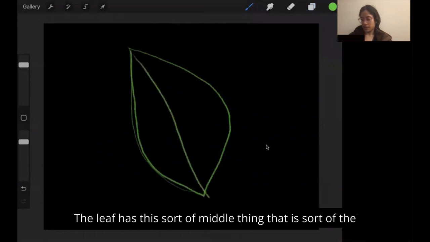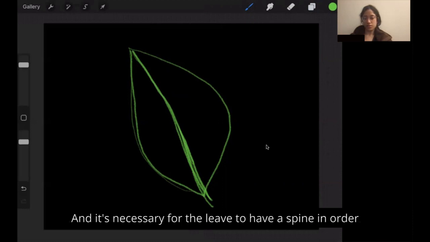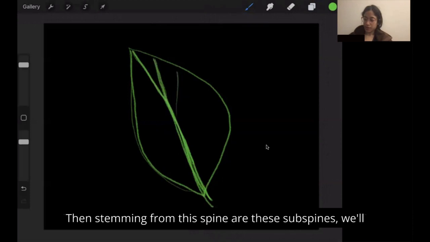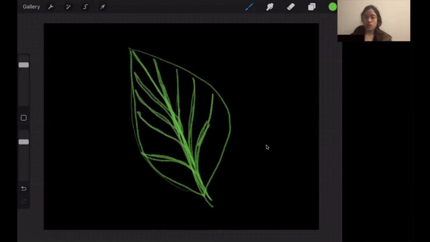The leaf has this sort of middle thing that is sort of the extension of the stem. You can think of it as the leaf's spine, and it's necessary for the leaf to have a spine in order to do dangerous things. Then, stemming from this spine are these subspines. We'll call them spinelets, which extend towards the edge.